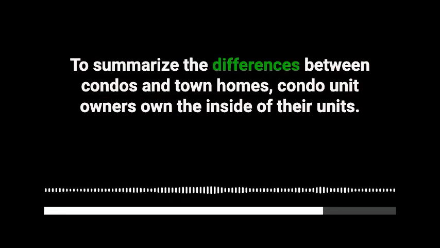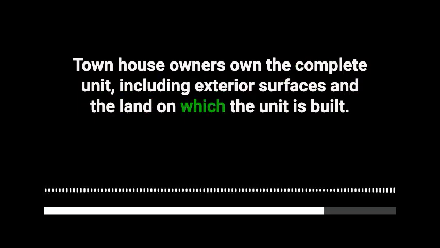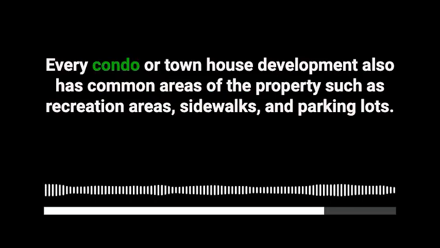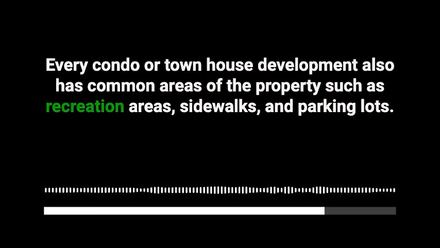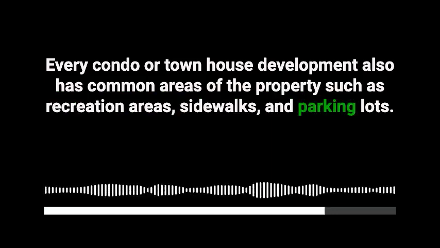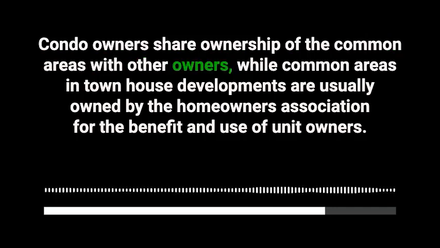To summarize the differences between condos and townhomes, condo unit owners own the inside of their units. Townhouse owners own the complete unit, including exterior surfaces, and the land on which the unit is built. Every condo or townhouse development also has common areas of the property such as recreation areas, sidewalks, and parking lots. Condo owners share ownership of the common areas with other owners, while common areas in townhouse developments are usually owned by the homeowners association for the benefit and use of unit owners.